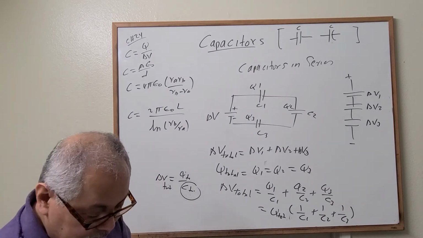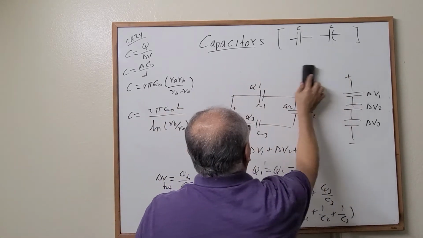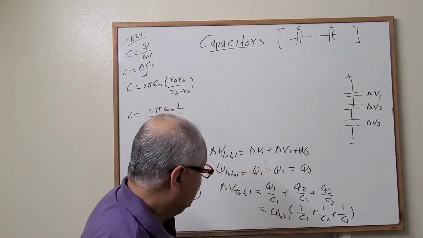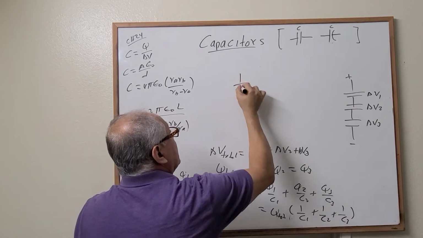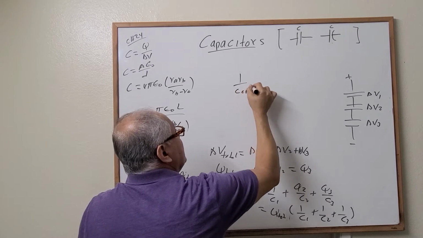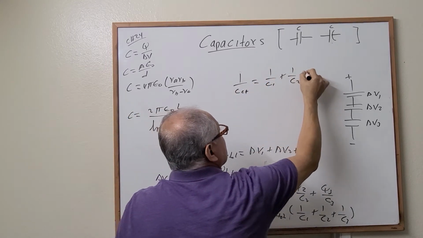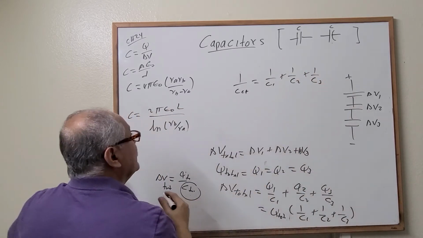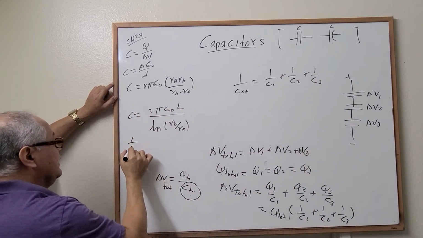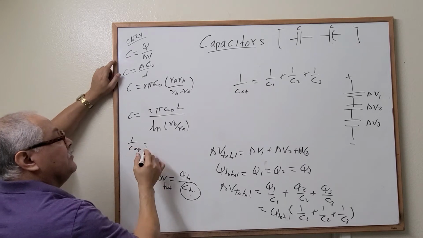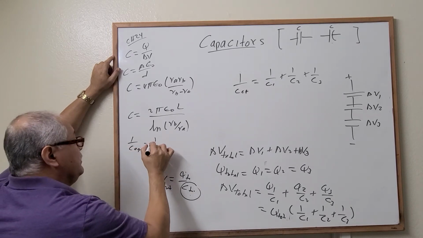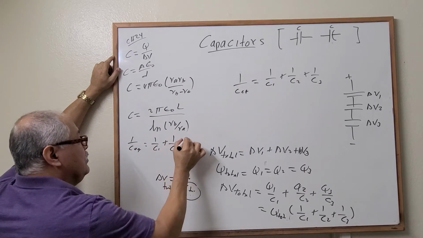From this picture, we can see that the equivalent capacitance in series is equals to 1 over C1 plus 1 over C2 plus 1 over C3, correct? And this is again the capacitance for capacitors in series, 1 over C1 plus 1 over C2 plus 1 over C3.